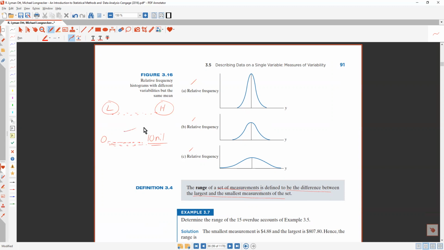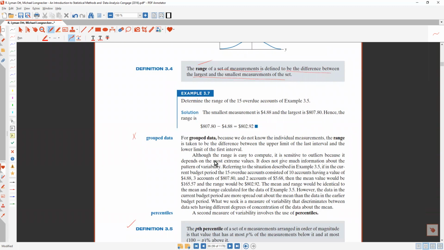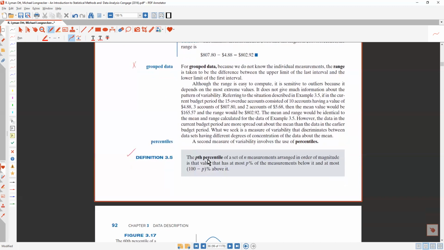So we need a better index of variability than the range. The range is just not good enough. For group data, we don't have to bother with that, but you can compute ranges on group data just as you can for ungrouped data. But again, the concept here is the range is not going to tell us that much information.